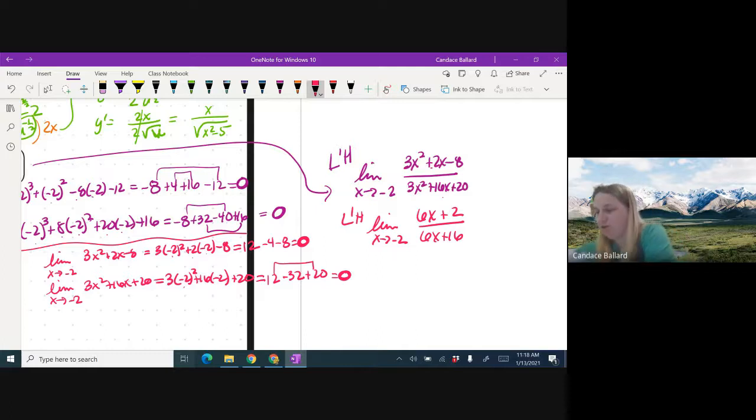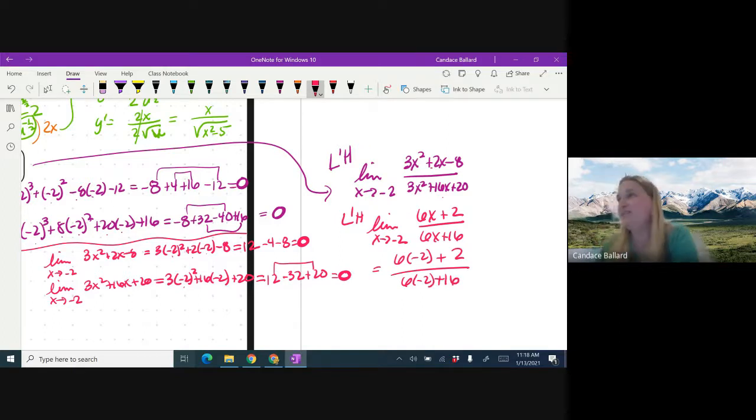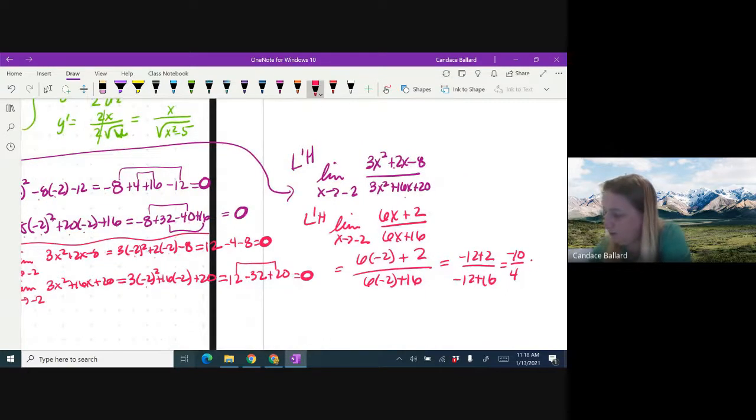I'm going to pause, make sure you're all caught up. All right, I'm going to plug in my -2. So 6 times -2 plus 2, I'm going to put an equal sign there, and then 6 times -2 plus 16. I could see that it wasn't going to be 0 this time, right? So it's okay if I write it this way. So I'm seeing -12 plus 2, -12 plus 16, -10 over, what, 4? So -5 halves if I was going to simplify all the way.